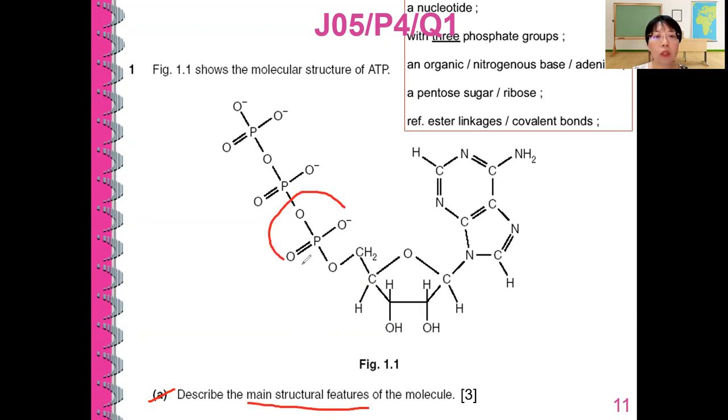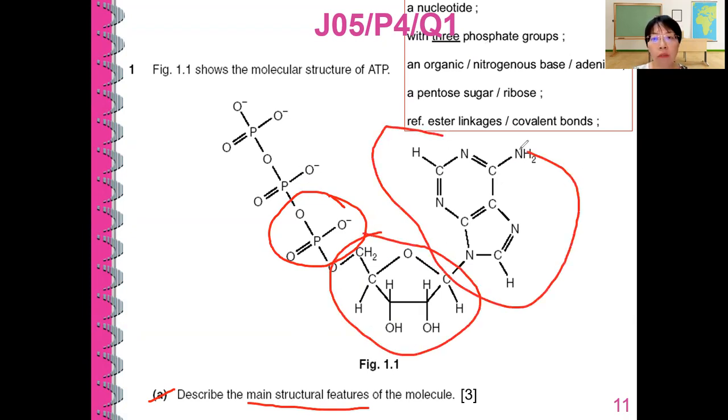So what are the main structural features of the molecule? You can talk about the phosphate, the sugar, the nitrogenous base, and so on. There are 3 phosphate molecules, and then there's a nitrogenous base, which is called adenine. There's a pentose sugar, which is called ribose. And then we've got this phosphoester bond that joins the phosphate to the sugar molecule. Right?